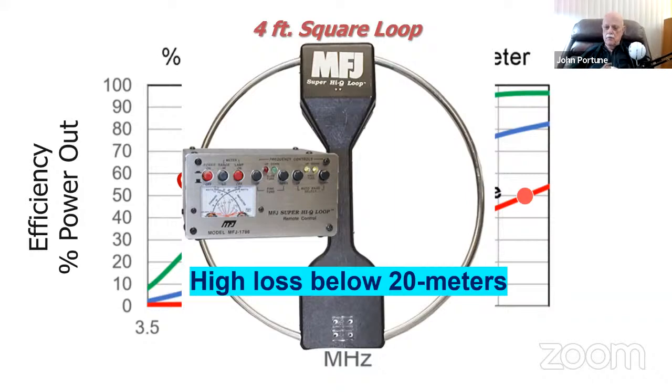So if you think that MFJ loop's going to work well on 40 meters, forget it. What they're selling here is that box on the left anyway. They're not selling the loop. That loop is too small in diameter. I mean, the conductor's too small.